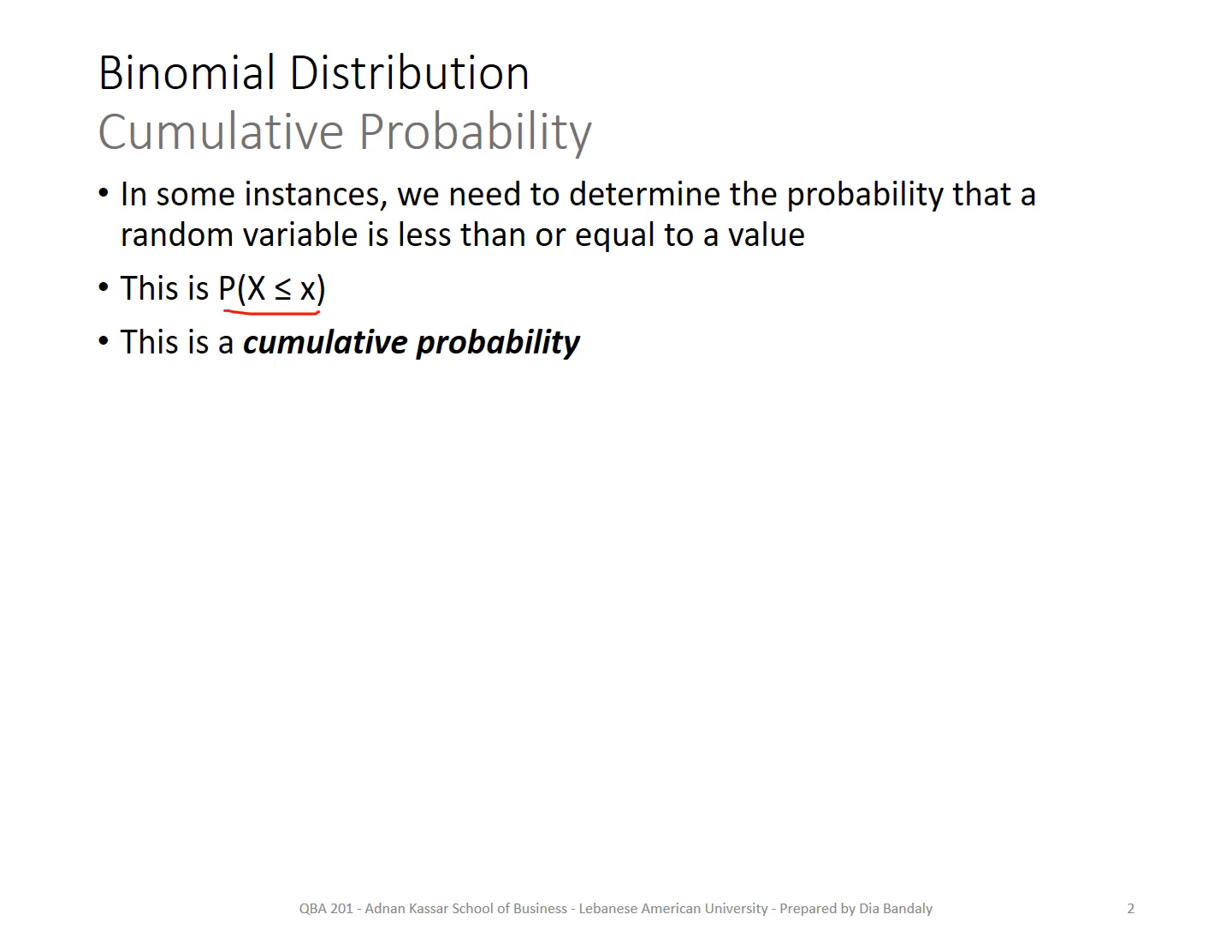How to find it? We will follow the same formula that we learned, but because this is a cumulative probability, we will end up finding more than one probability and then add them up and maybe subtract them from one or not. We'll see in which context we are asking this question.